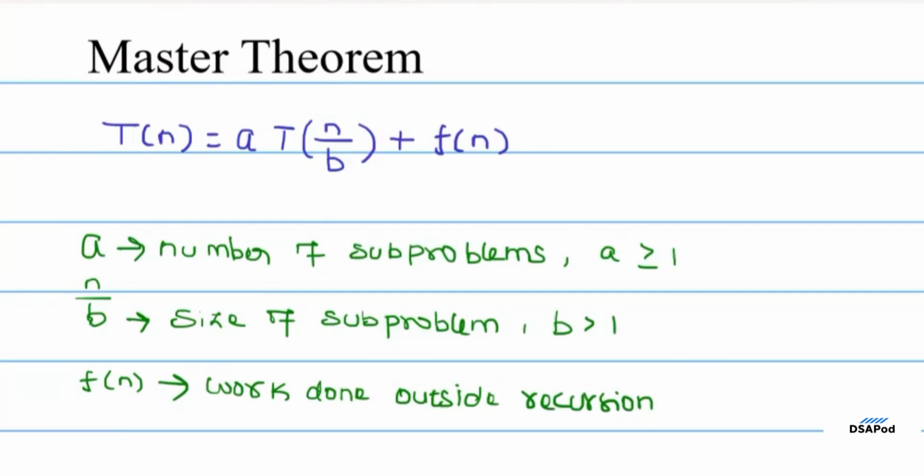Master Theorem. The Master Theorem helps us quickly find the time complexity of divide and conquer algorithms. Such algorithms follow the recurrence T(n) = a T(n/b) + f(n), where a is the number of subproblems and the value should be greater than or equal to 1. n/b is the size of the subproblem, where the b value is greater than 1. f(n) is the work done outside recursion.